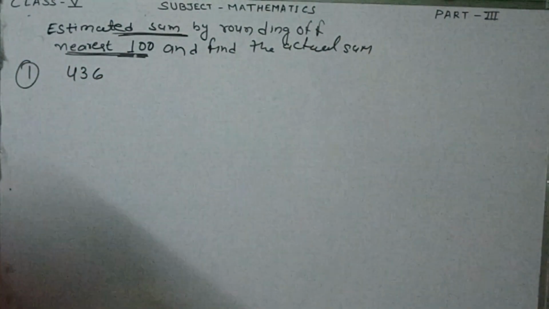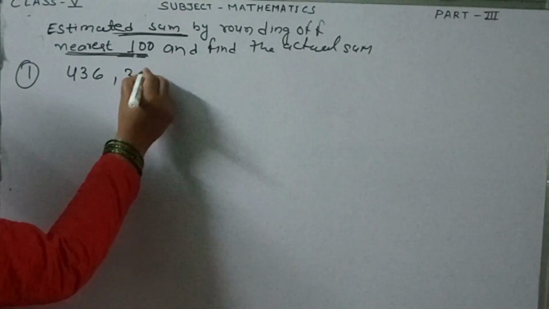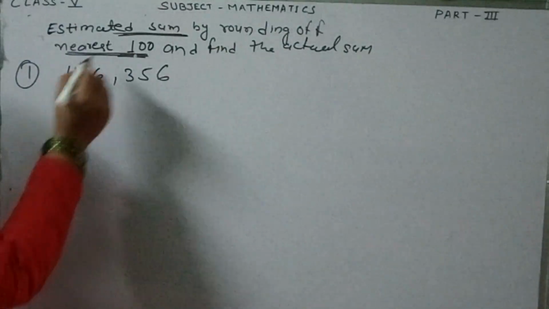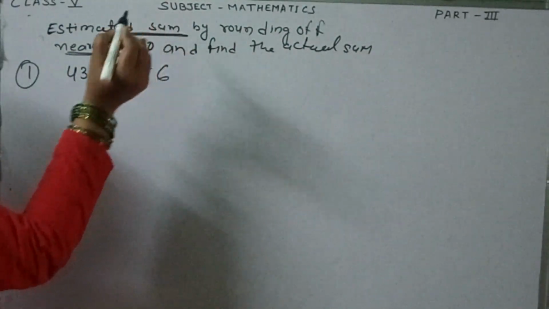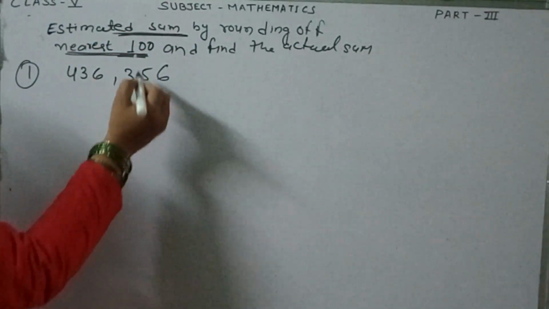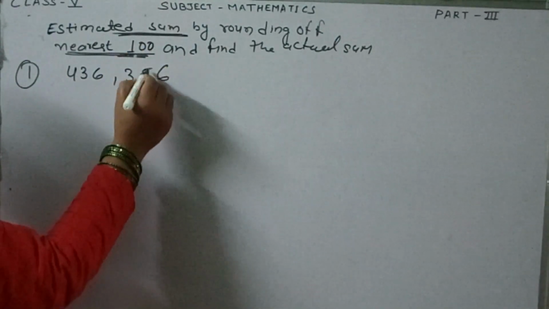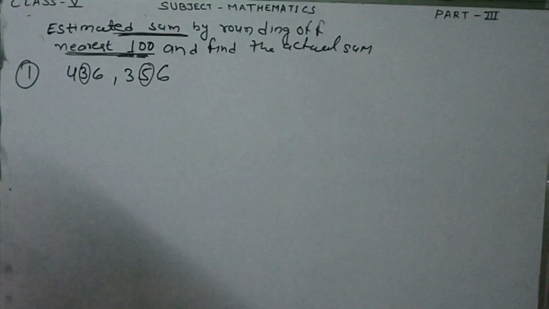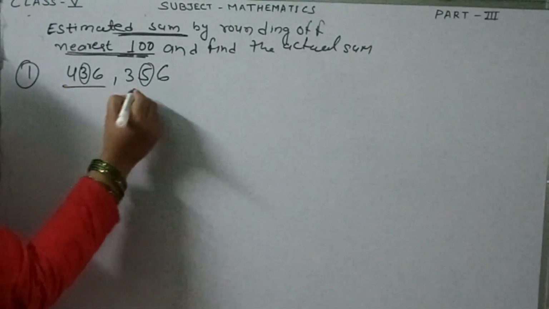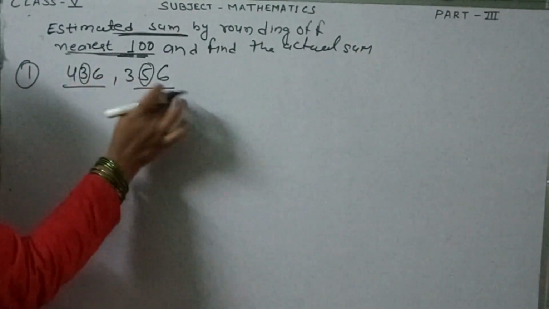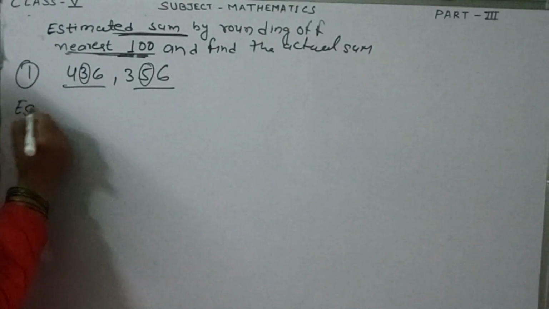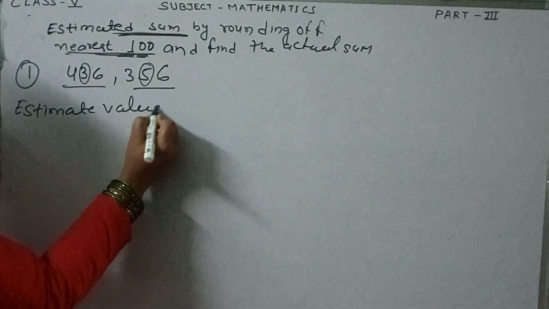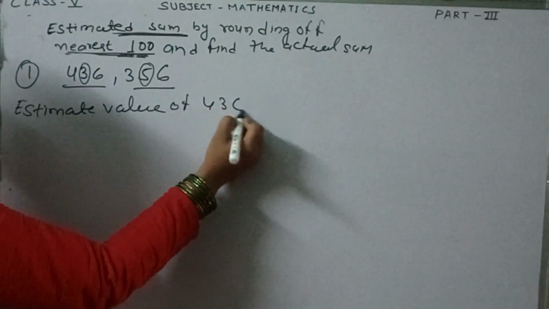436 and 356. Here we have to find the estimated sum, meaning we will do addition, and for the nearest 100 we have to check the place value of the tens digit. Okay. Now the first work is to find the estimate value of the given number, the estimate value of 436.